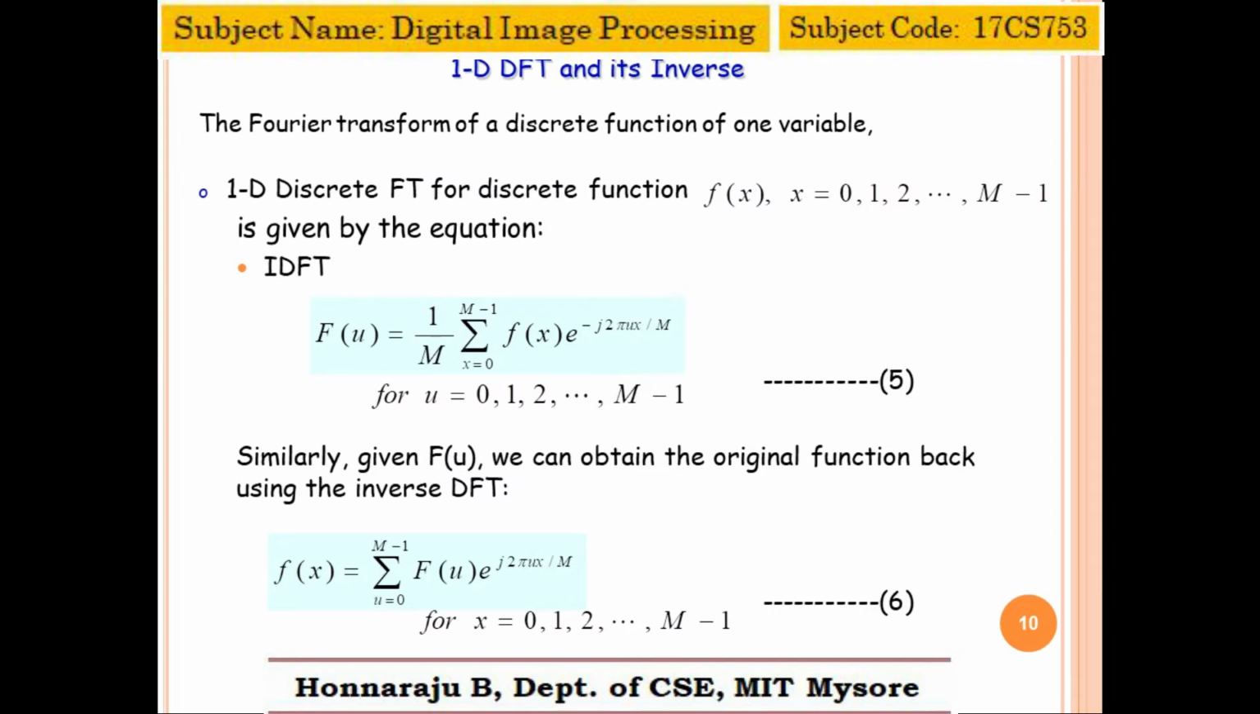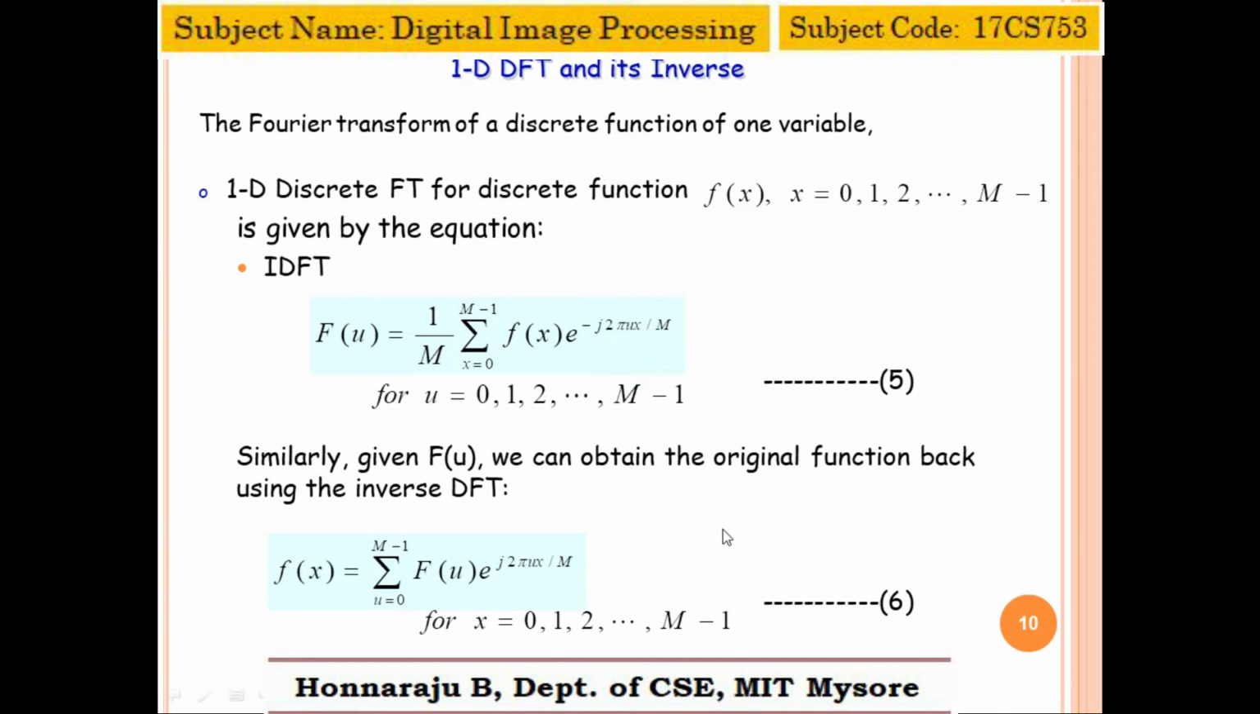Similarly, we can represent it as a discrete transformation. Okay, the discrete Fourier transform. In the discrete form, the 1D discrete Fourier transform for a discrete function f of x is represented by F of u is equal to 1 divided by M, summation of x from 0 to M minus 1 of f of x into e to the power of minus j 2 pi ux divided by M. The previous representation was continuous, so here we represent it in discrete form, where x goes from 0 to M minus 1.